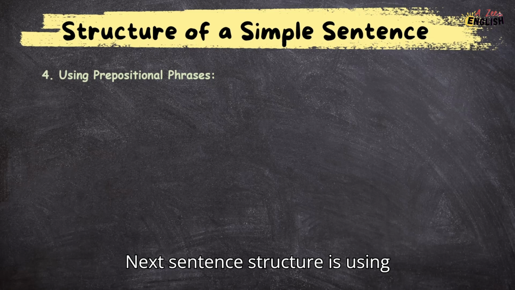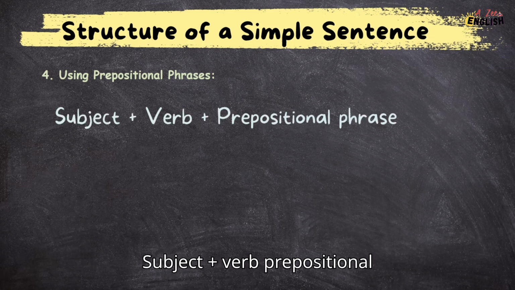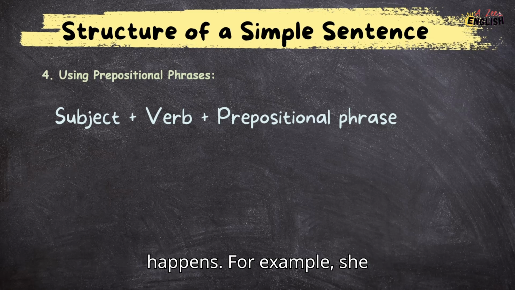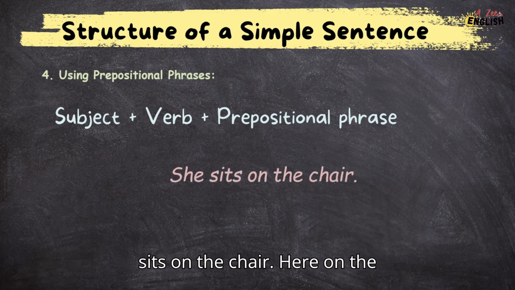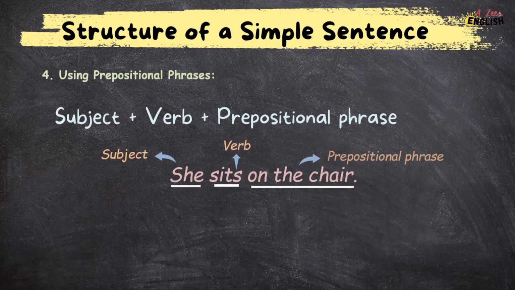Next sentence structure is using prepositional phrases. Subject plus verb plus prepositional phrase. Prepositional phrases provide extra information, such as where or when something happens. For example, she sits on the chair. Here, on the chair is the prepositional phrase. It tells where she sits.